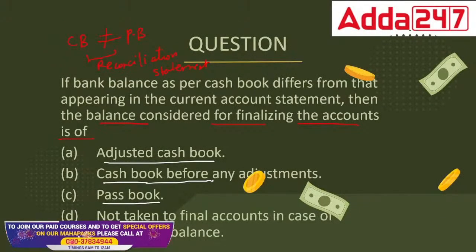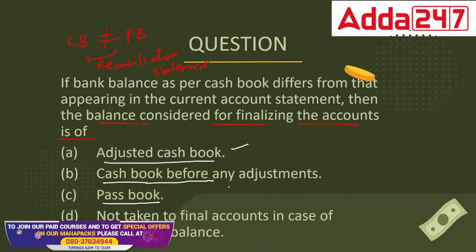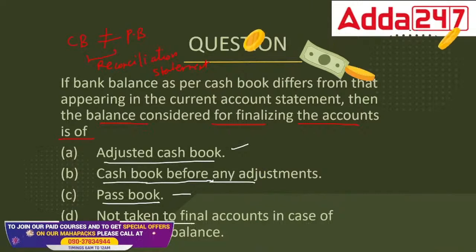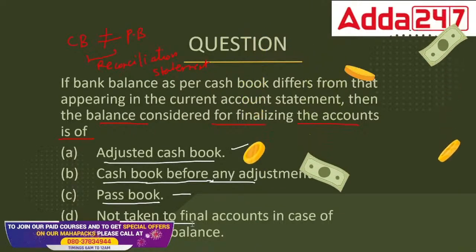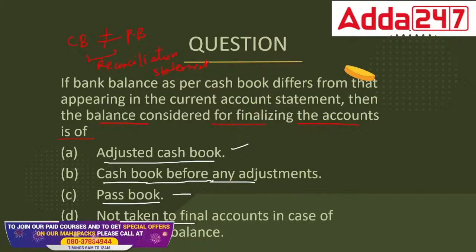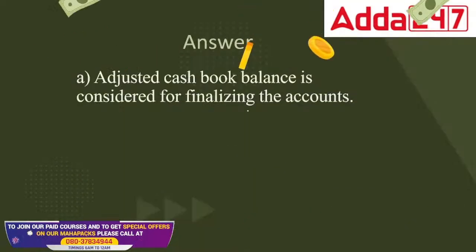Okay, so it says the adjusted cash book, cash book before any adjustments, passbook, or not taken into account in case of difference in the balance. When we are looking at this particular answer, the correct answer is as per adjusted cash book. This particular book is basically we have taken the cash book, we correct it completely, and then we find the final answer. That is, we get adjusted cash book.